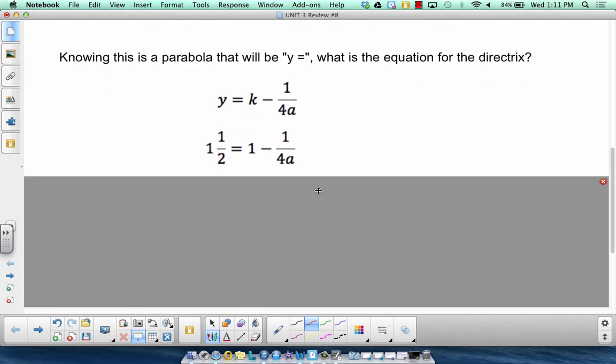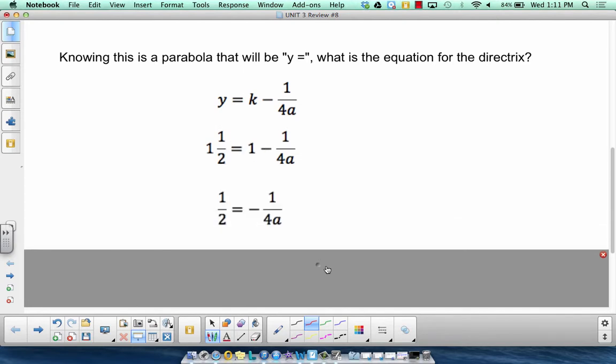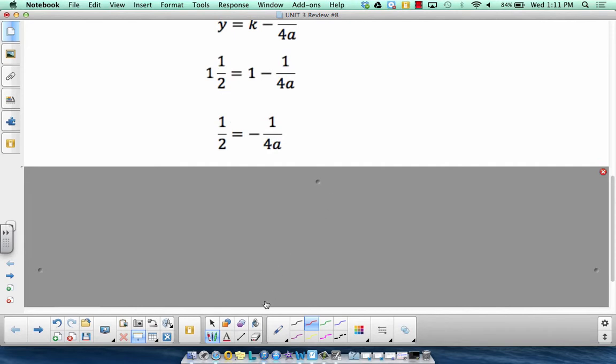Okay? So I want to get this part that has the variable a by itself. In order to do that, I need to subtract 1 from both sides. So 1 and 1/2 minus 1 would give me a whopping 1/2. Okay, so I've got 1/2.